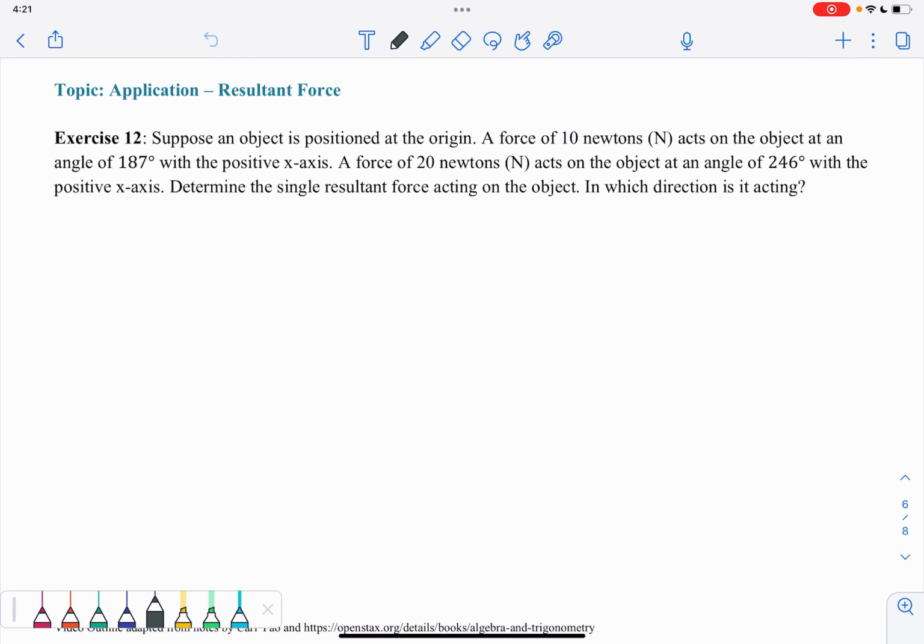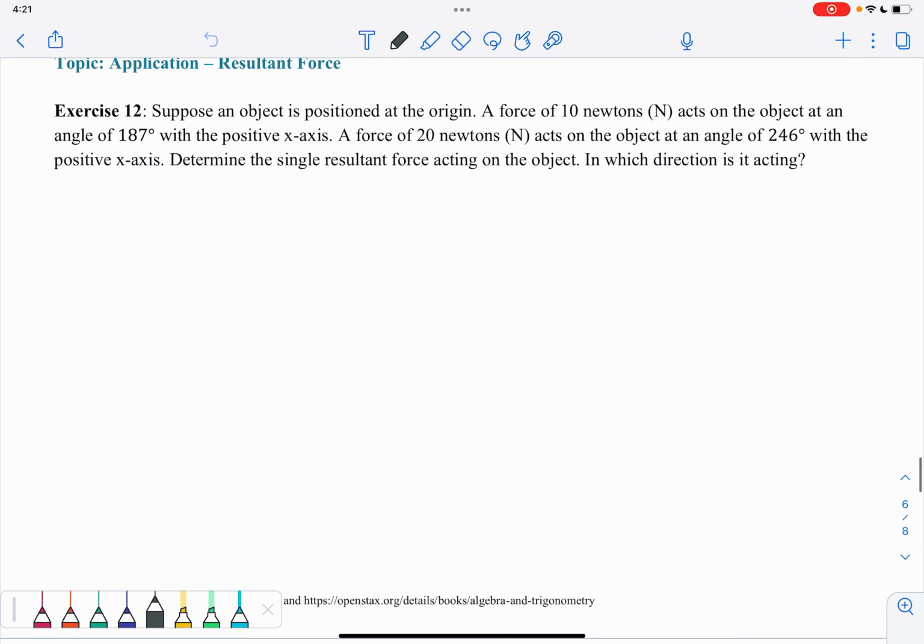So what this is really asking is, there's this object and two different forces are acting on it. What is the result of that? The result is going to be a force of some magnitude acting in a certain direction, and we want to find that. First, it helps us to draw this and picture what's going on. We're going to think of each force as a vector.